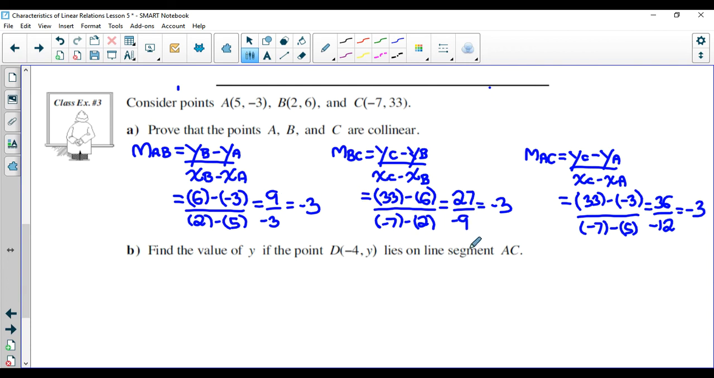So then what I could say here is since MAB is equal to MBC is equal to MAC, points A, B, and C are collinear.